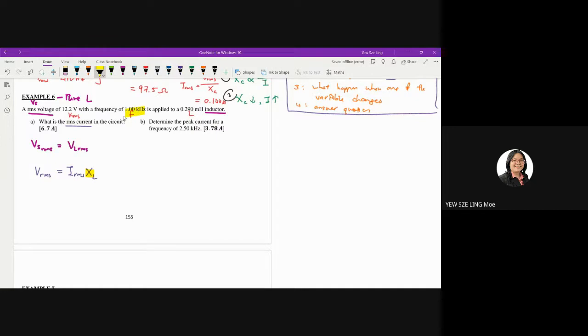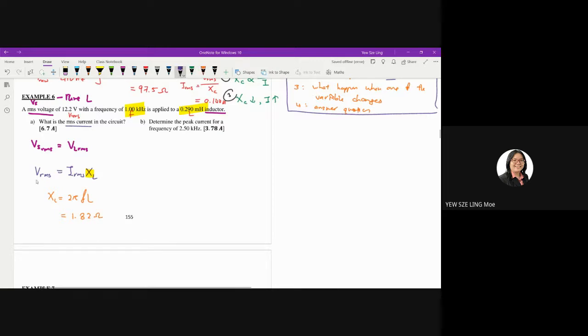Whenever you're given frequency, it is actually a hint that it asks you to calculate XC or XL. You need the XC and XL equations because you are given frequency. And you are given inductance, which is L equals 0.29 mH. So we can calculate XL by using 2 pi FL. You plug in the value, and eventually you should obtain XL equals 1.82 ohm.